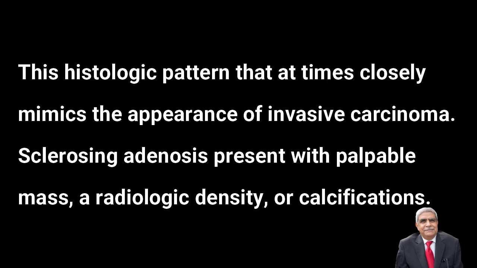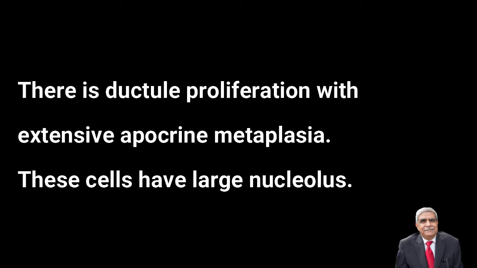Sclerosing adenosis presents with palpable mass or radiological density or calcifications. Apocrine adenosis: there is ductule proliferation with extensive apocrine metaplasia. These cells have large nucleoli.